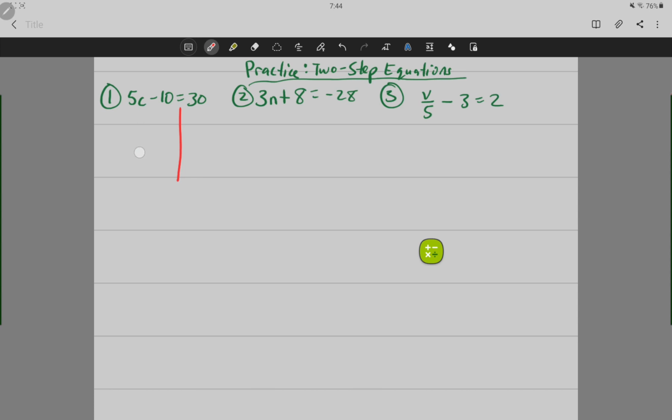To do that, you see the operation is a negative, or subtraction. So we perform the inverse operation. Opposite of subtracting is to add. Same concept as with one-step equations. Whatever you do on one side, you do to the other.